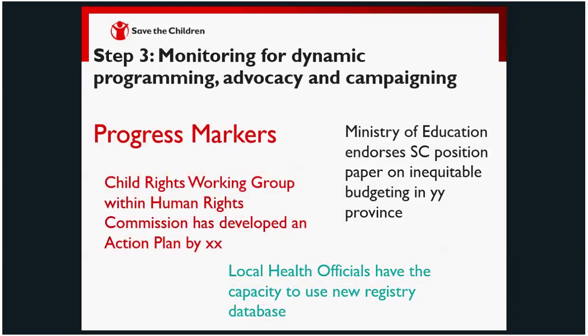There are some examples of what progress markers can be. For instance, the Child Rights Working Group within the Human Rights Commission has developed an action plan by a certain date, or local health officials have the capacity to use a new registry database. Here you have an example of a hard intermediary change in relation to technical skills. The Ministry of Education endorses Save the Children's position paper on inequitable budgeting. This brings us a step closer towards maybe policy change and towards reaching our child rights objective.